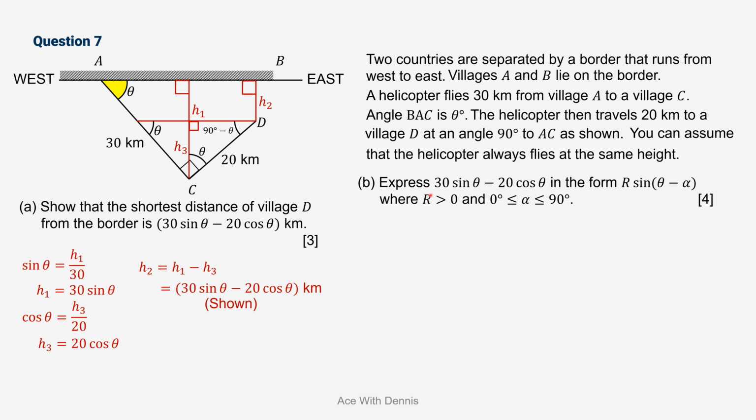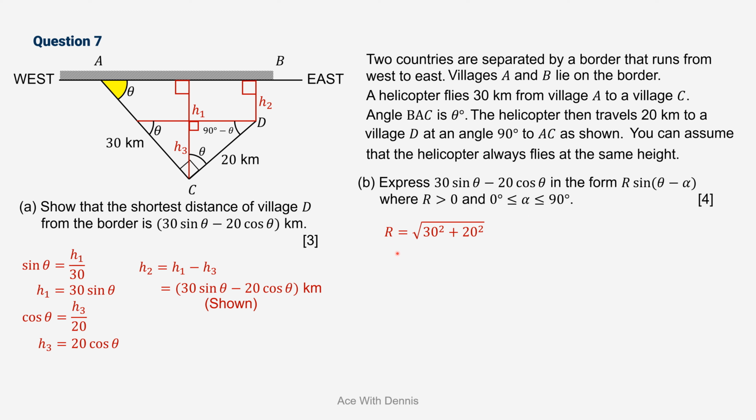Then B, express 30 sine theta minus 20 cosine theta in the form r sine of theta minus alpha, where r is greater than 0 and the range of alpha is from 0 degrees to 90 degrees, for 4 marks. Okay, so very simple. We just apply the R formula.